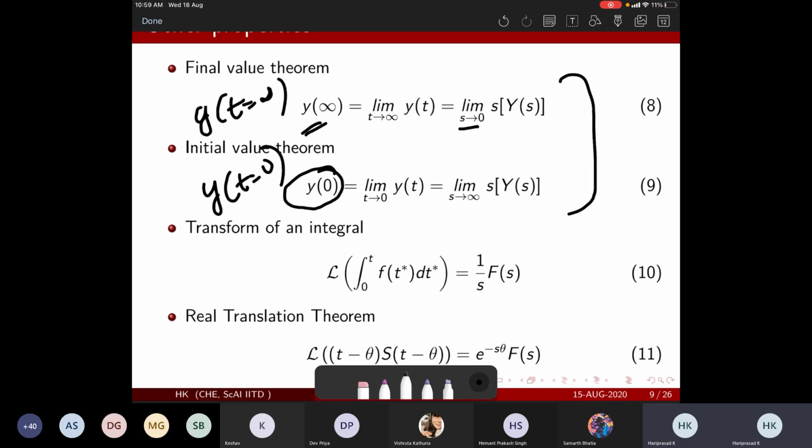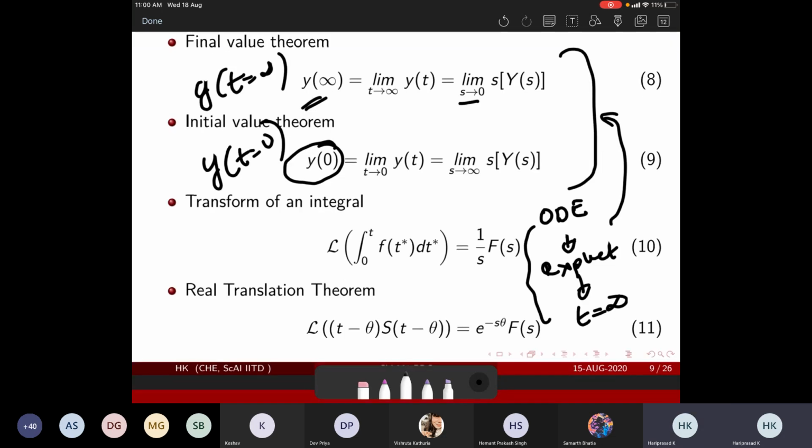See, otherwise, how do you get this y of infinity? You have the ODE, okay? You have to either solve it explicitly or numerically, then substitute t is equal to infinity. So now what you have to do, you have to just take the Laplace transform and substitute s is equal to 0. Very simple, you see. You're not worried about doing all the steps. It becomes very fast here. Similarly, the other way around, initial value theorem.